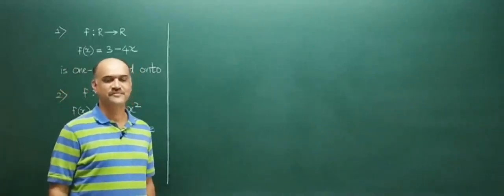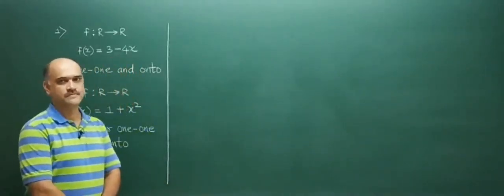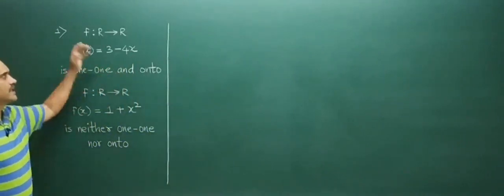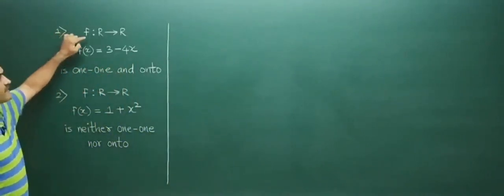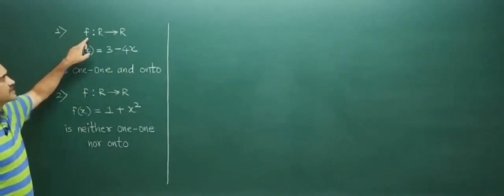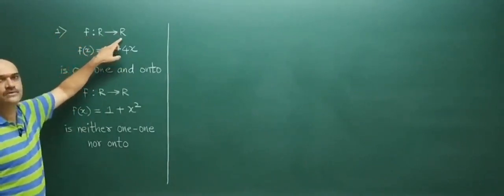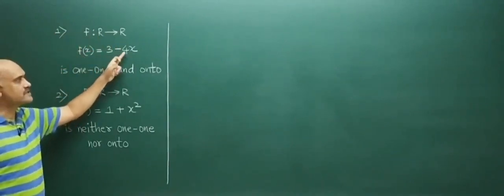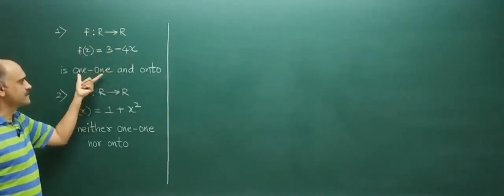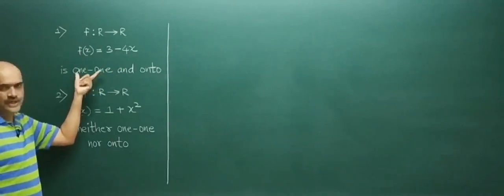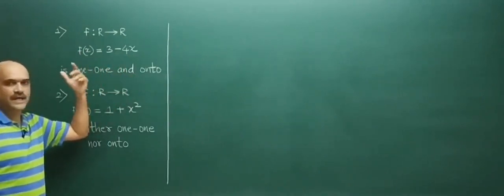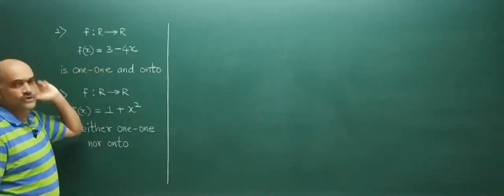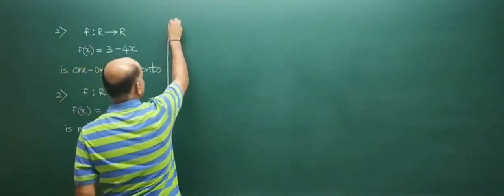Welcome back, students. So today we will see problems on one-one and onto function. So here I have written two problems. First, if I take a function defined from real to real, given by f of x is equal to 3 minus 4x, you are required to show that it is both one-one and onto. So first I will take one-one.